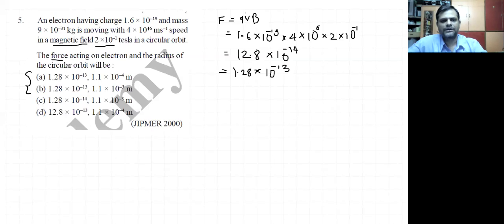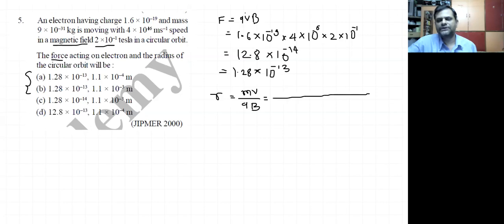But now here we also have to find the radius. For the radius, see, r is equal to mv upon QB, correct? This formula we already have; we have already proved it. So let us use this formula to find out the radius. Everything is already given. The mass of the electron is 9 into 10 raised to minus 31. V, the velocity of the electron, is 4 into 10 raised to plus 6. And Q, the charge of the electron, is 1.6 into 10 raised to minus 19.